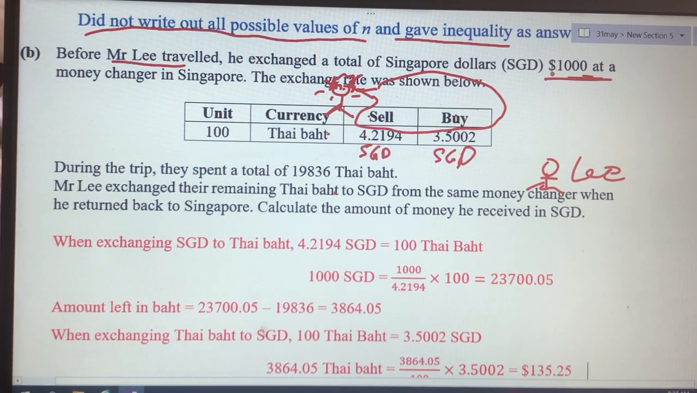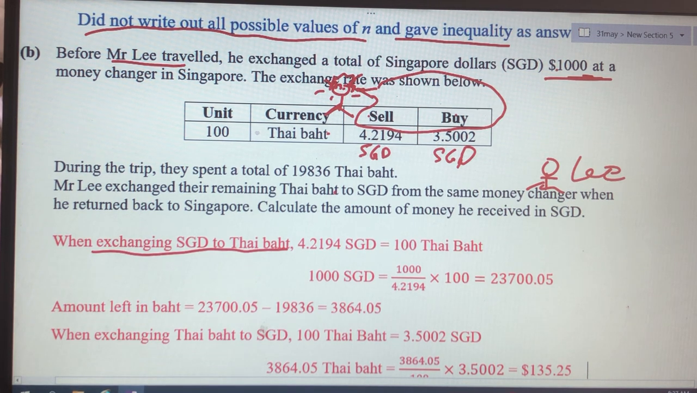So goes to the shop, right? So Mr. Lee has $1,000, but when exchanging his money to this, he is actually buying the Thai baht, right? So this fella is selling the Thai baht, which means we look at this particular one. You divide this by 4.2194, then you times 1,000, you will get this. So this is Thai baht.